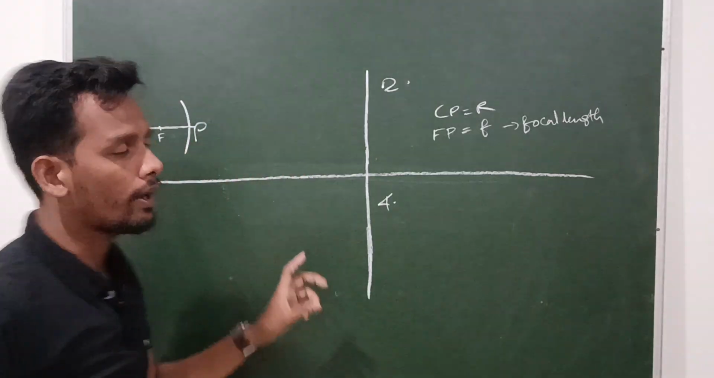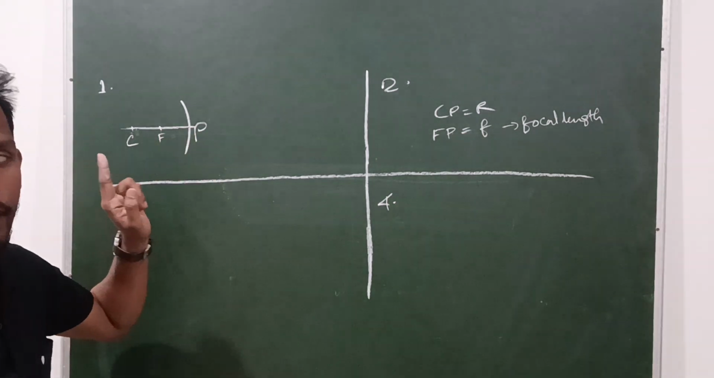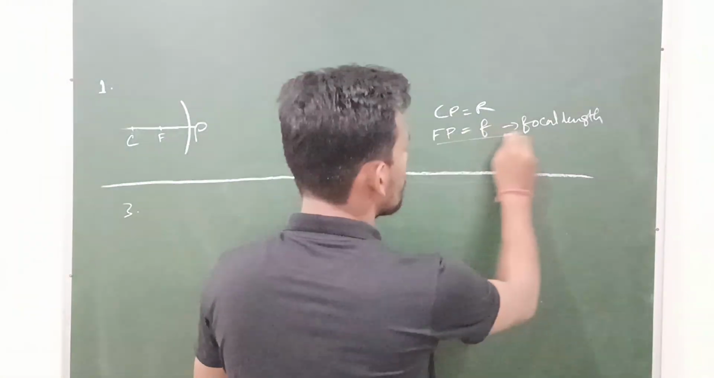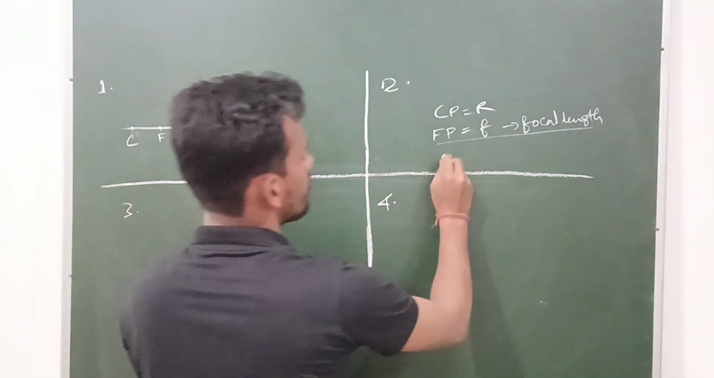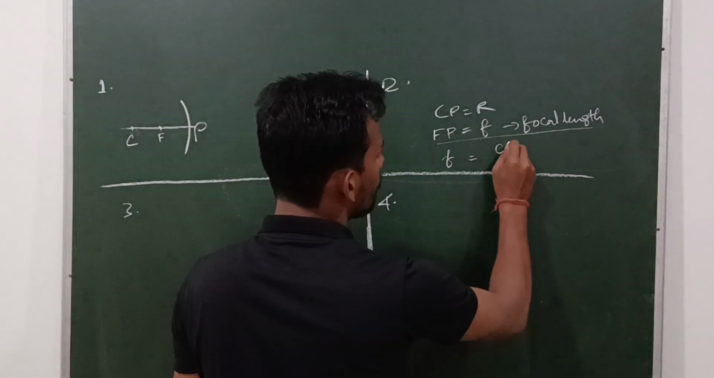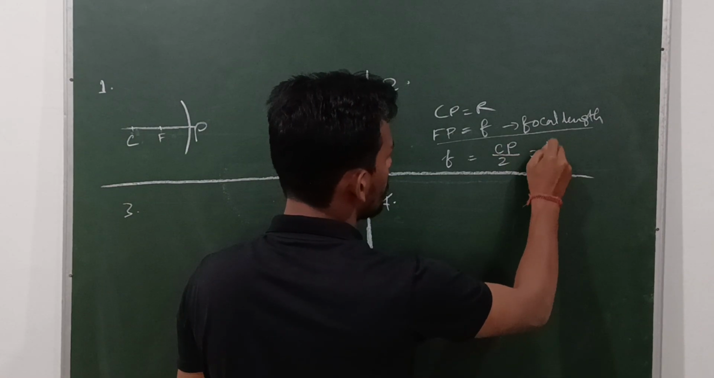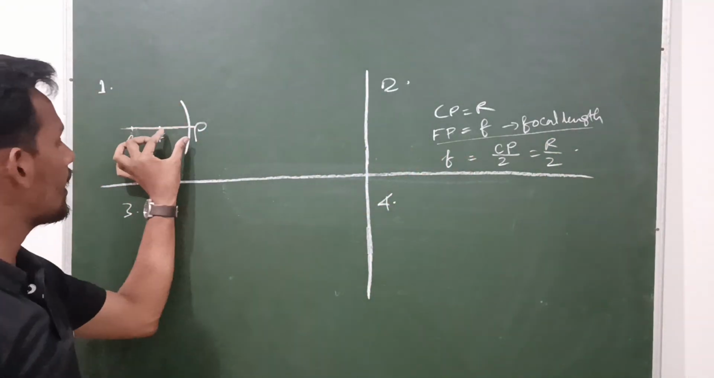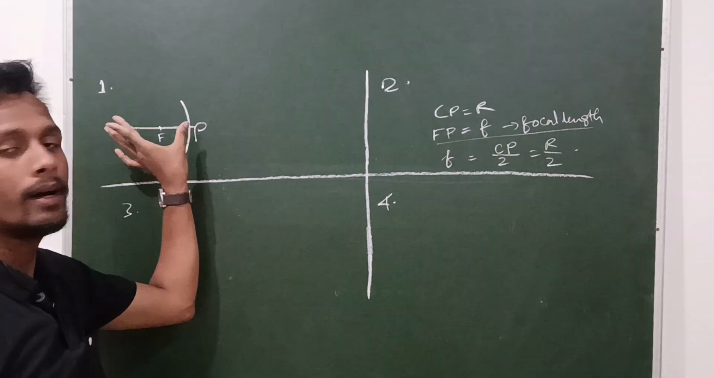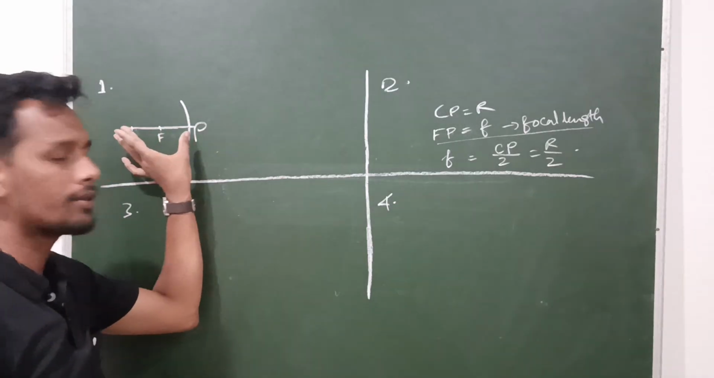It is called focal length, the distance between F and P. Clear? So FP distance is the focal length. Now this distance is half of the radius. F is half of the radius, CP by 2, it means R by 2. So you have to remember this formula: focal length is always half of the radius of curvature.